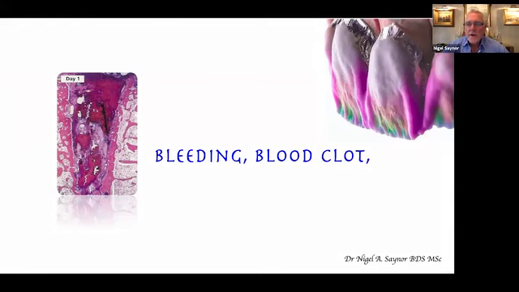Let's look at day one of what happens in an extraction socket. We've all taken teeth out. We've all seen what happens on the first day, and what we want, obviously, if we don't get a dry socket, is bleeding and a blood clot. And if we look at the histology slide, we can see where the bone is, we can see the periodontal ligament, and we can see in the center of that we have a blood clot form.